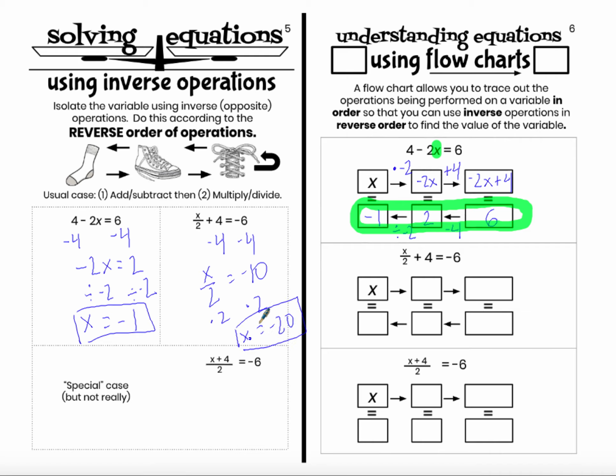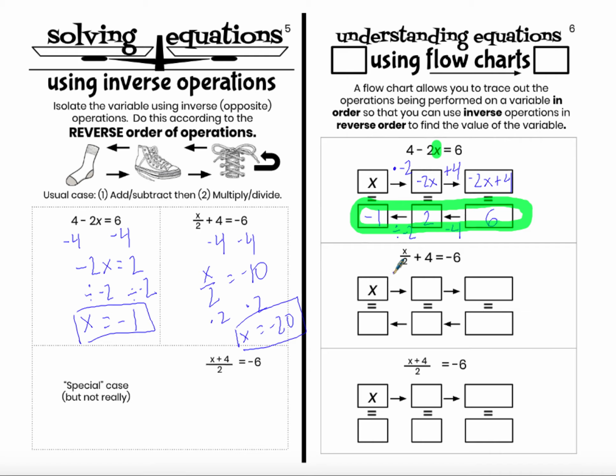X does equal -20, which I see if I plug it back in. -20 divided by 2 is -10, plus 4 is -6. However, if I performed those same operations on this equation and I arrived at -20, that would not work. -20 plus 4 divided by 2 would be -16 divided by 2, which is -8, and that would not be a correct solution. So here's how the flowchart can help me understand the difference between these two equations.